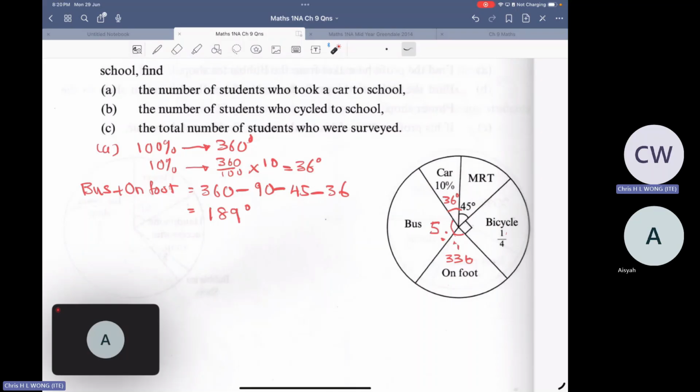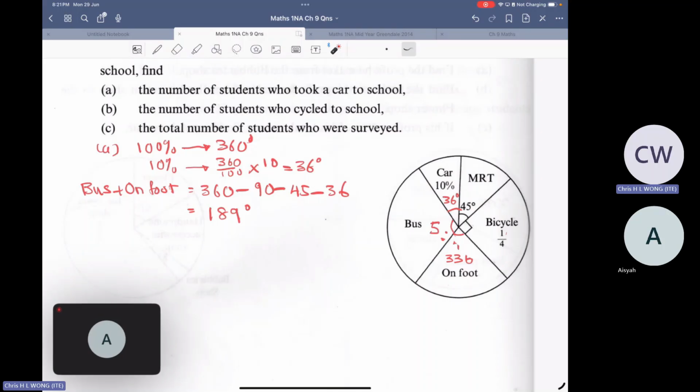Do you know how I got this 189? Bus and on foot, I take 360 minus bicycle 90 degrees, minus MRT 45 degrees, minus car 36 degrees. I will have a remainder of 189 degrees for bus and on foot. Bus and on foot, I got how many parts? 9 parts. All I need to do is to find 4 parts.